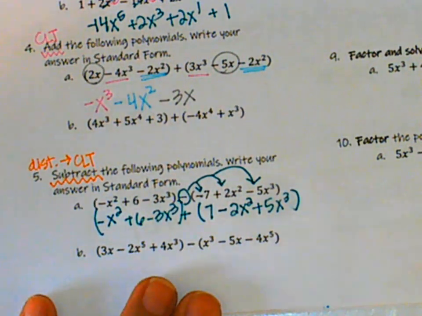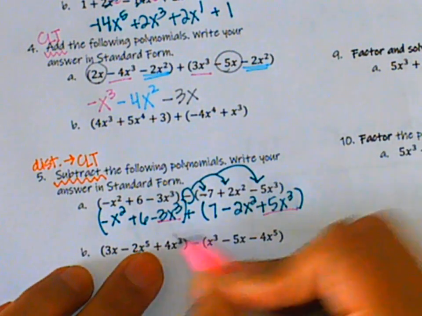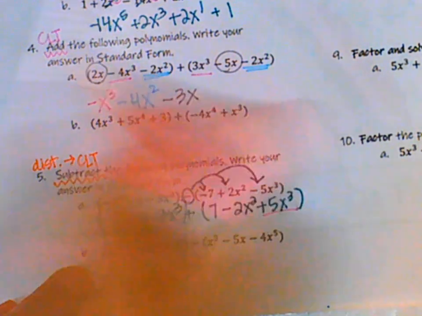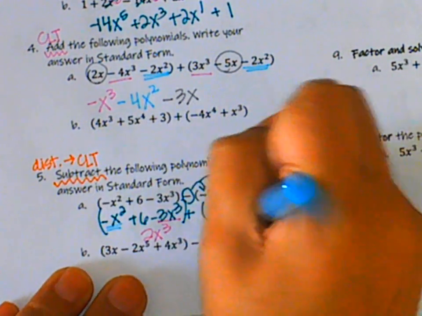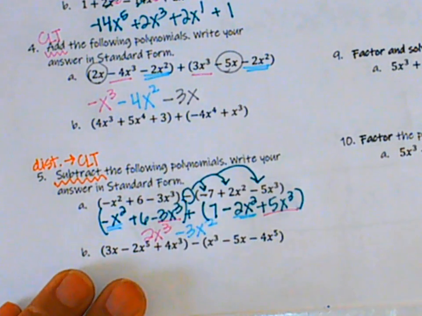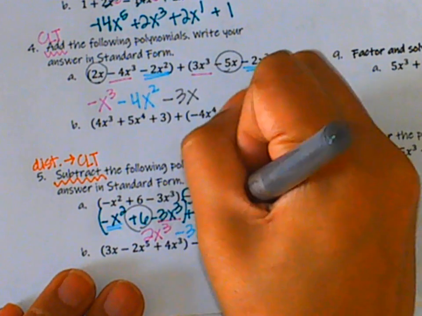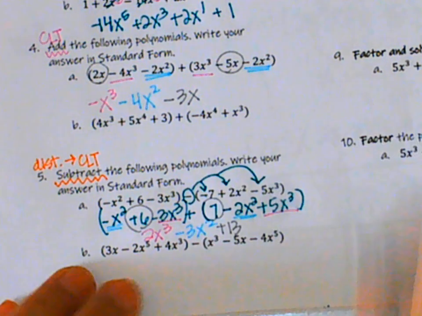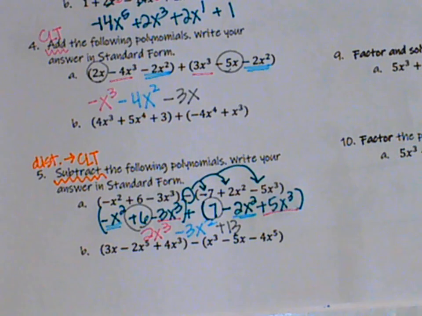Now I can combine my like terms again. Negative 3 plus a 5 gives me a positive 2. Negative 1, negative 2 gives me negative 3. And lastly, 6 plus 7 gives me 13. Okay, moving on to the next one.